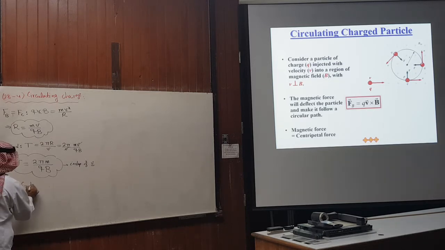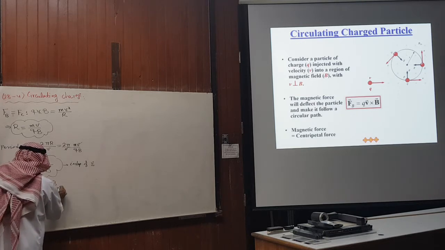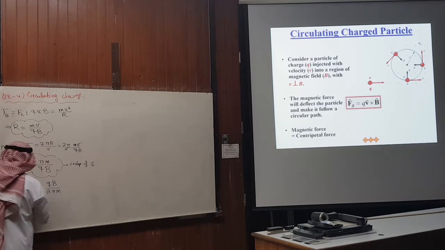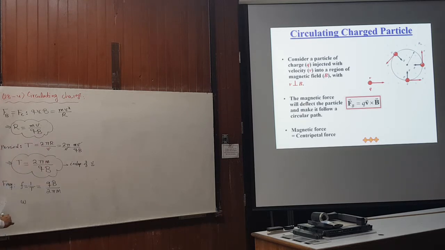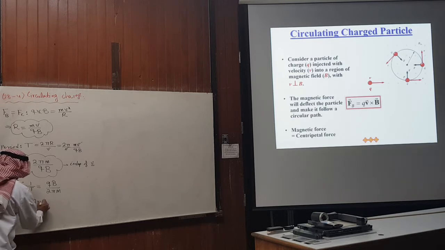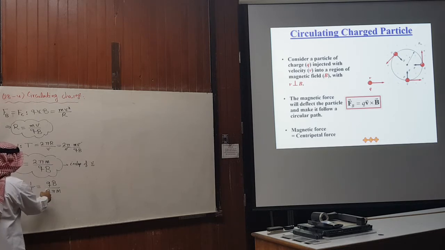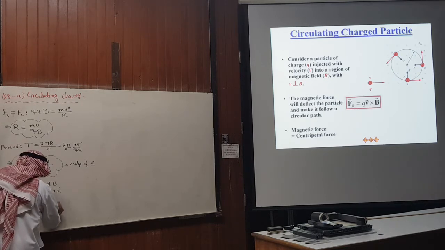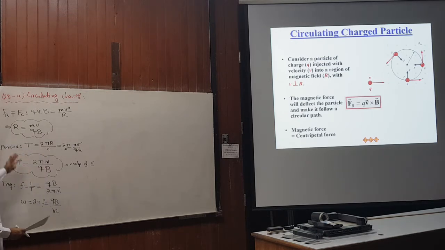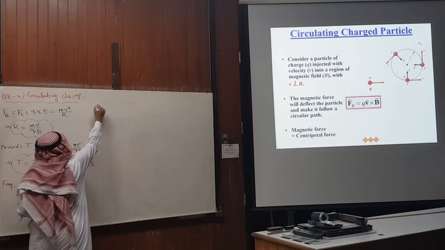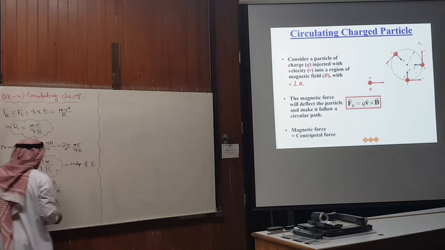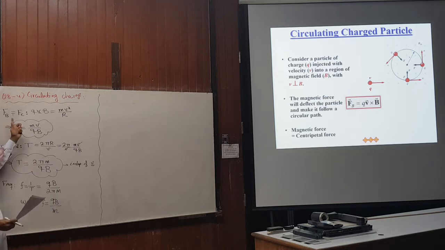The frequency is the reciprocal of the period, so that is qB divided by 2 pi m, and with it we can now calculate the angular frequency, which is 2 pi times f. Multiply this by 2 pi, so the 2 pi will cancel, and this is qB divided by m. So here we have all the properties of the motion of the particle, and we got all of them by equating the magnetic force with the centripetal force.